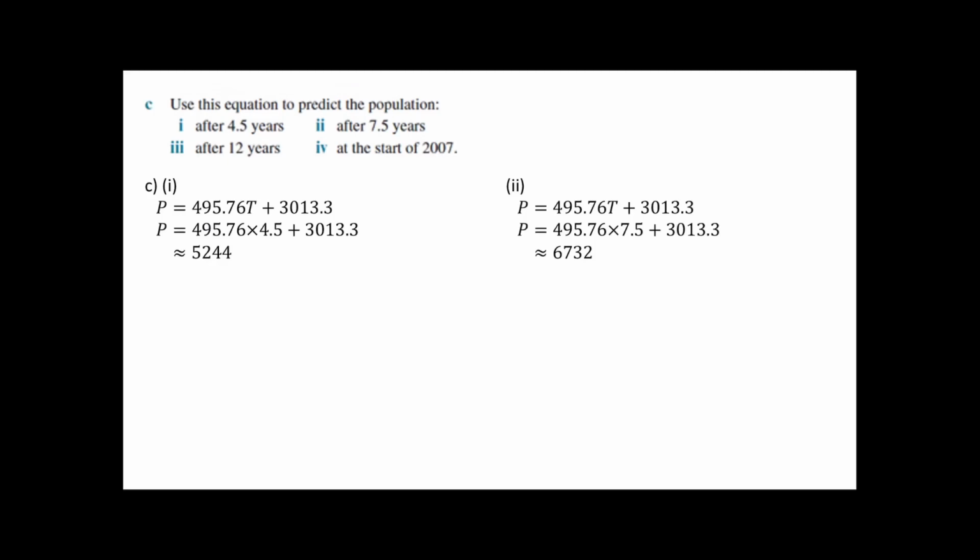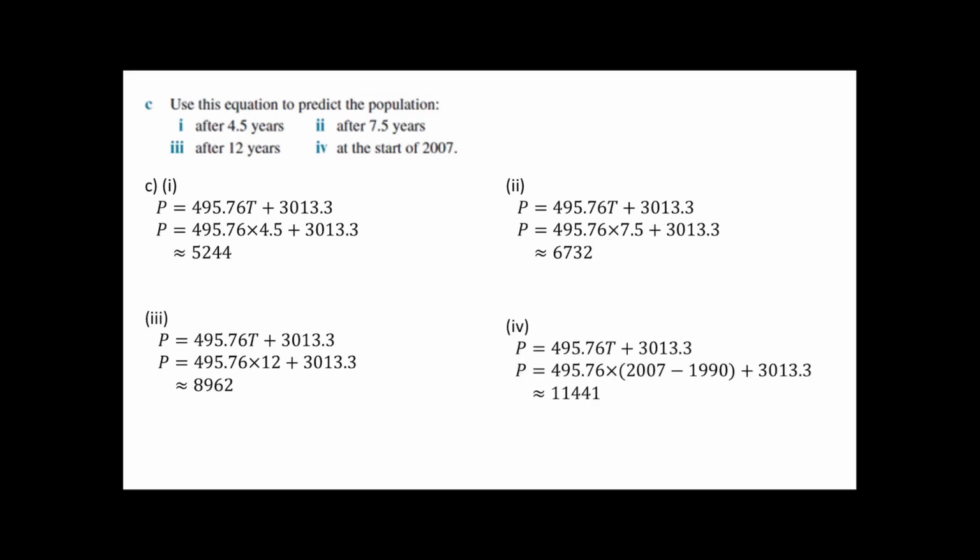Part 3. After 12 years, replace t with 12. So the population will be 8,962 after 12 years. Part 4. At the start of 2007. Now here we have to first find out the number of years. So if you take the difference of 2007 and 1990, which is 17 years, the population will be 11,441 at the start of 2007.